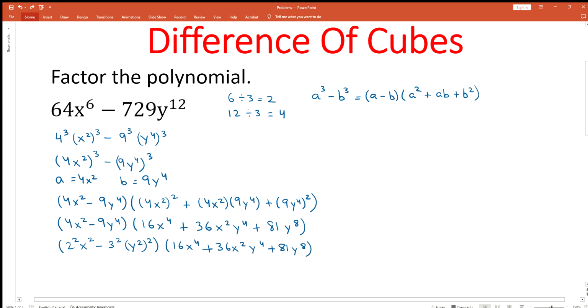In the first parentheses, in the first term, there is a square on 2 and x. We can write 2x together in parentheses and put the square outside the parentheses. We can do the same for 3y squared.